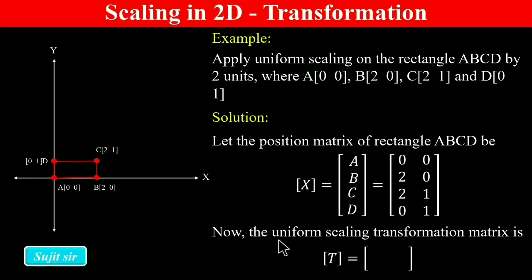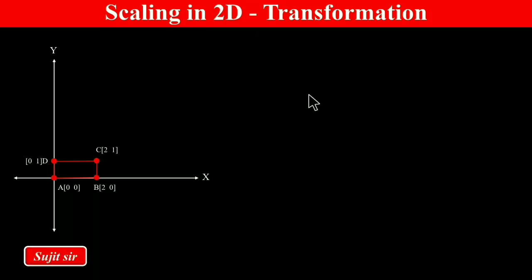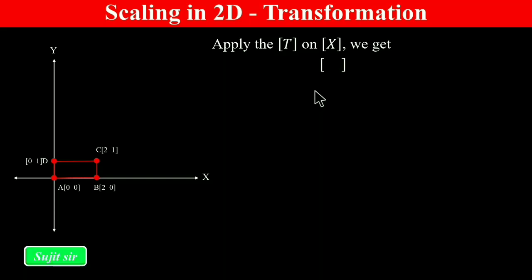So the transformation matrix for the uniform scaling is [2 0; 0 2]. That means scaling in the X coordinate by 2 units as well as scaling in the Y coordinate by 2 units. Like that we will get the uniform scaling transformation. Now we have to apply this T on the rectangle ABCD, that means on the matrix X. For that we have the formula X star is equal to X into T.